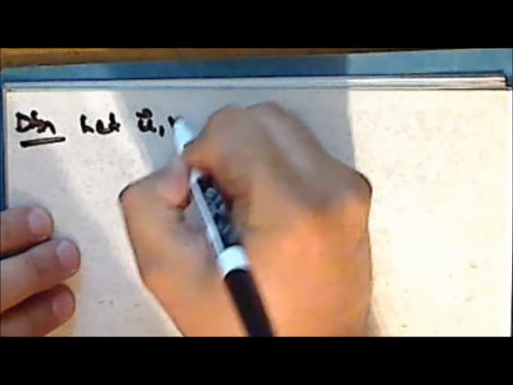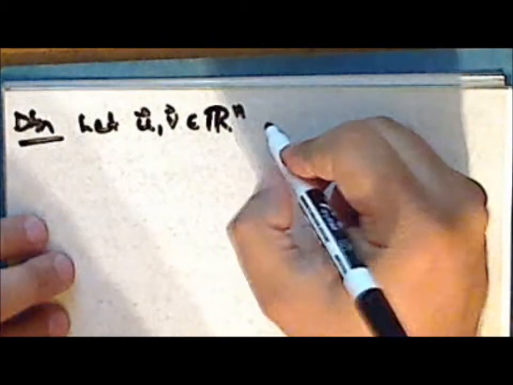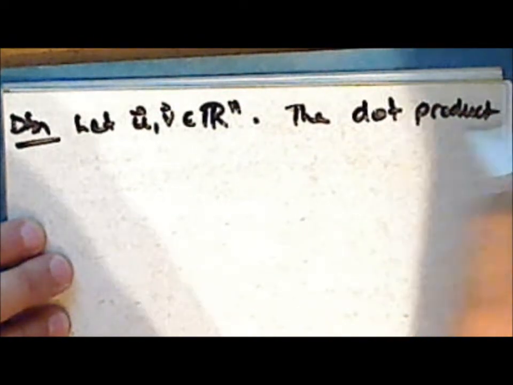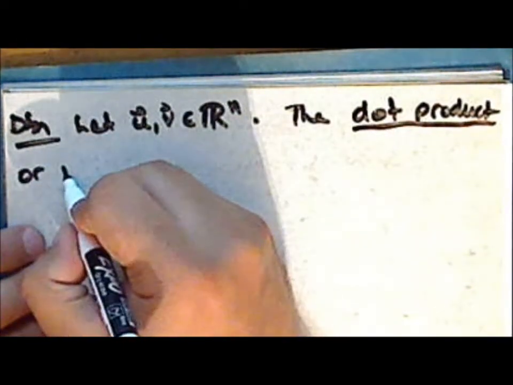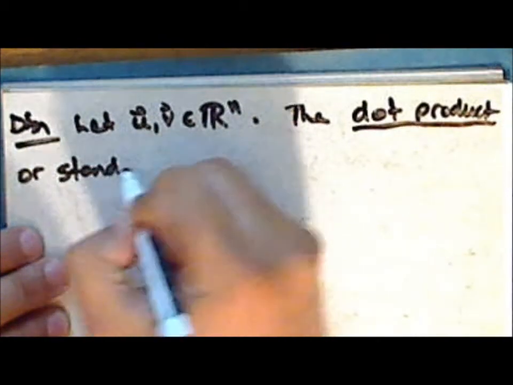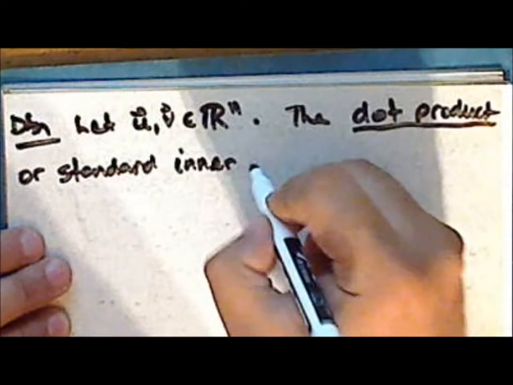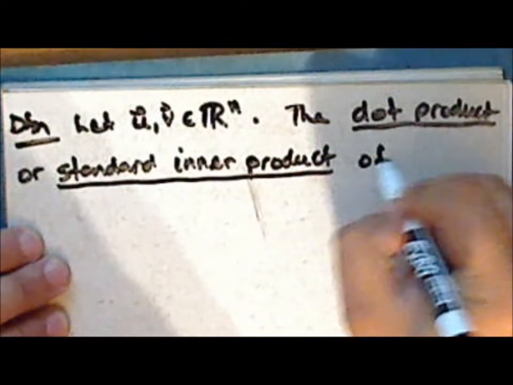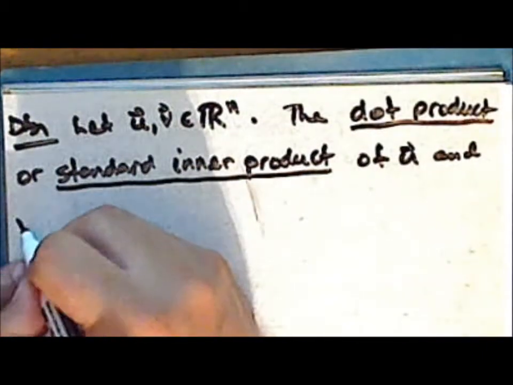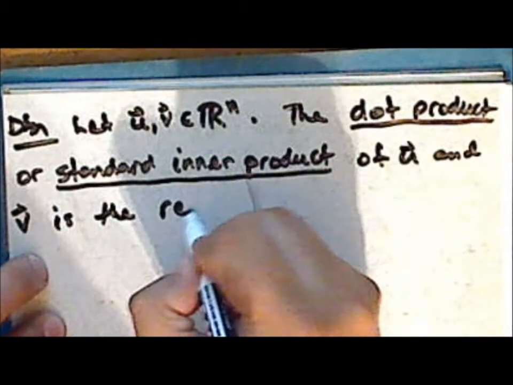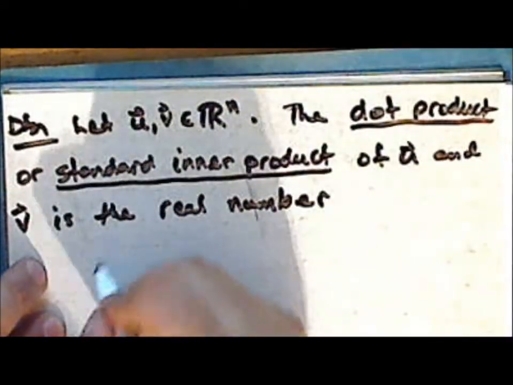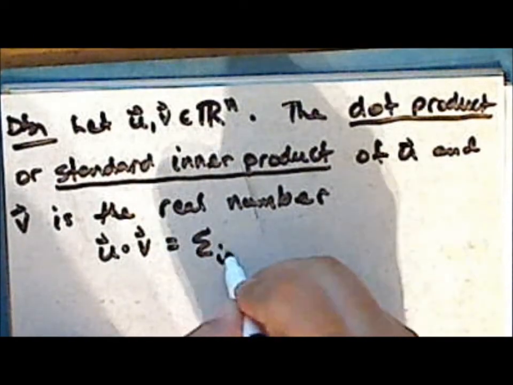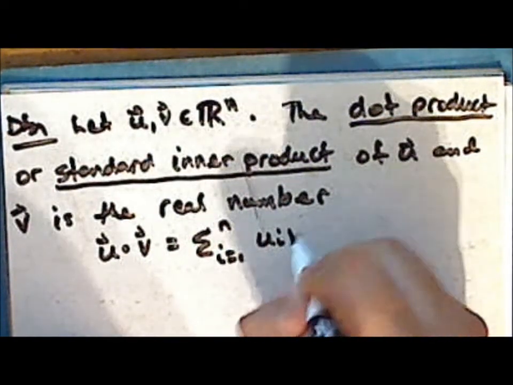Again, let u and v be vectors in n-dimensional real space. The dot product, or another name for it is standard inner product, of the vectors u and v is the real number. That is, it is a scalar, which we denote u dot v. And this is the sum of the products of the components.